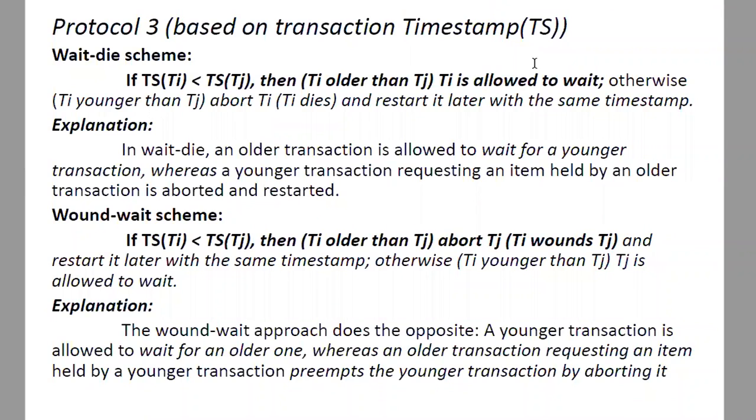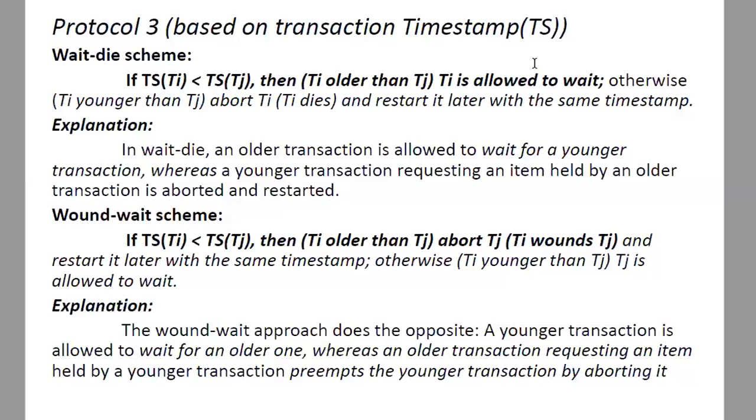Here, for protocol 3, the first method is the wait-die scheme. Some transactions will wait and some transactions will be aborted, or die; that is what we call die. The second method is the wound-wait scheme. There is only a slight difference between these two. Here, one particular transaction will be waiting for a long time, and the other transaction will be aborted.